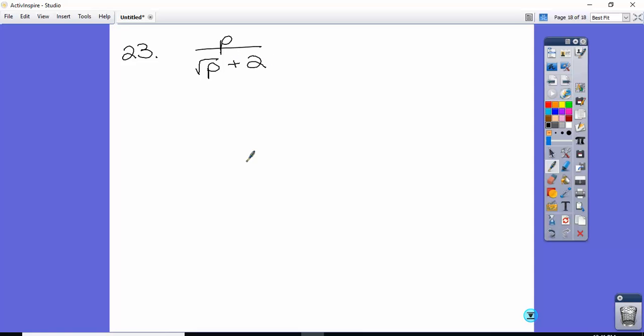All right. What's the problem with this one? Radical in the denominator. So we have to get rid of that. We can't just multiply by the square root of p. Why? Because that's not how it works with a plus or minus. If you have that plus or minus, you have to multiply by the conjugate. So I'm going to multiply by square root of p minus 2 on top and bottom.